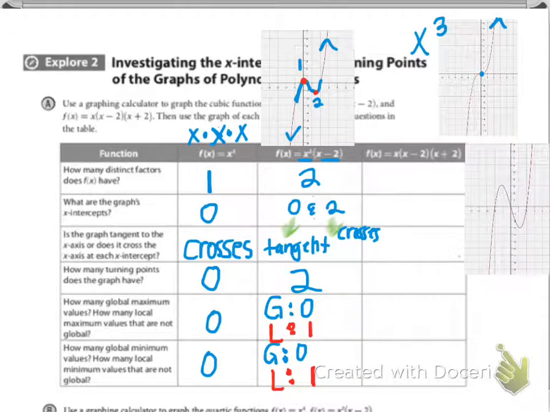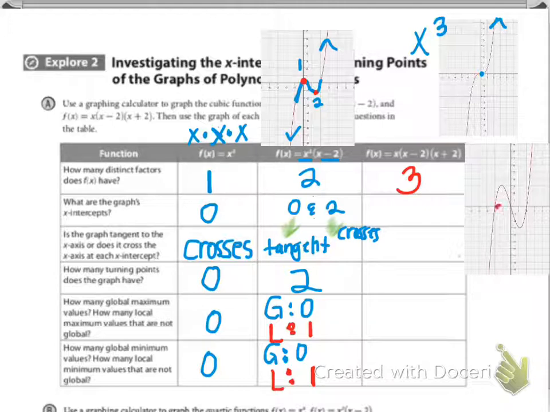And here's the final graph. That's the graph of x times x minus 2 times x plus 2. And how many distinct factors does f of x have? Well, you can see 3. 1, 2, 3. There's x, there's x minus 2, there's x plus 2. There's 3. What are the graph's x-intercepts?